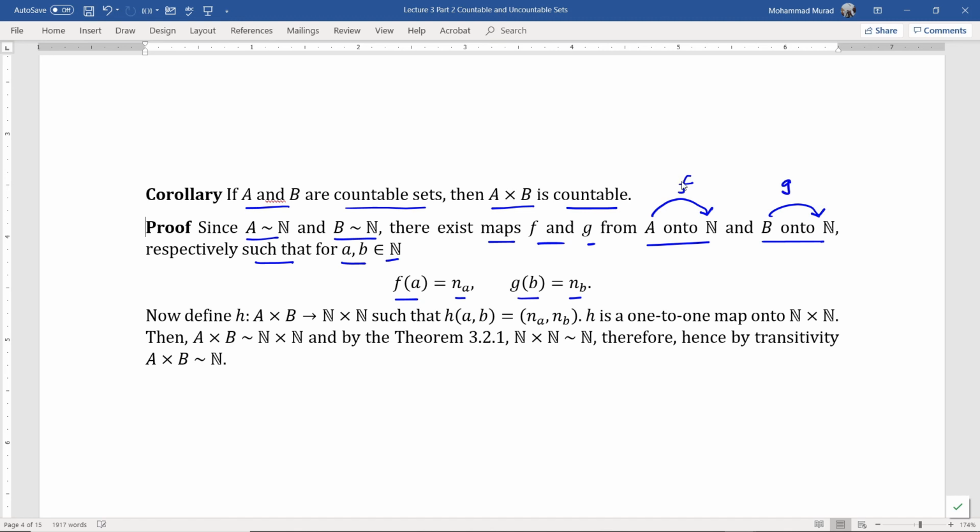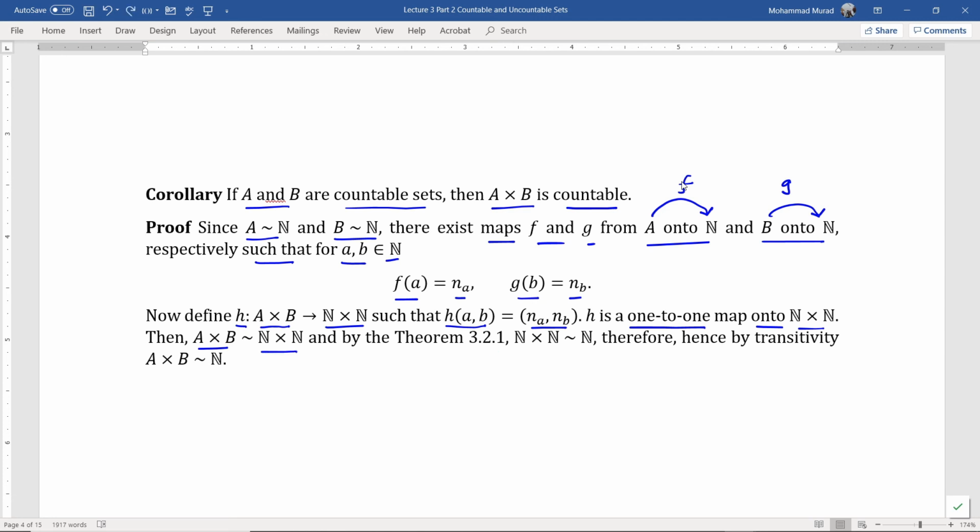Now we define another map H from the Cartesian product A cross B to the Cartesian product of N with itself, such that H(a, b) equals (n sub a, n sub b). Now we can also show H is a one-to-one map from A cross B onto N cross N. Then A cross B is equivalent to the set N cross N.